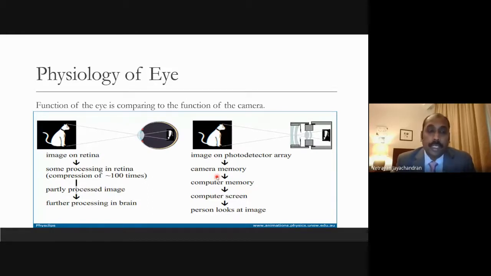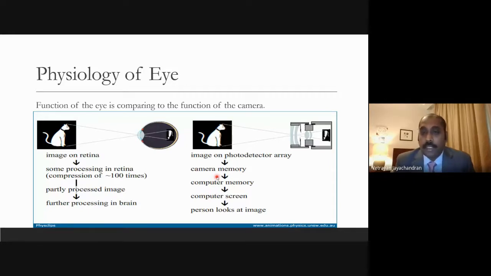If you see the physiology of the eye, it compares to the functions of a camera. How the camera functions, our eyes also have the same kind of functions. First, the images fall on the retina, then they are processed in the retina as a light sensor receptor, then carried to the brain by means of the optic nerve. Then the brain does further processing, and we have the perception of the images settled in our brain.